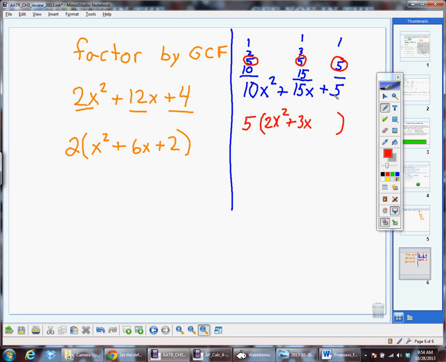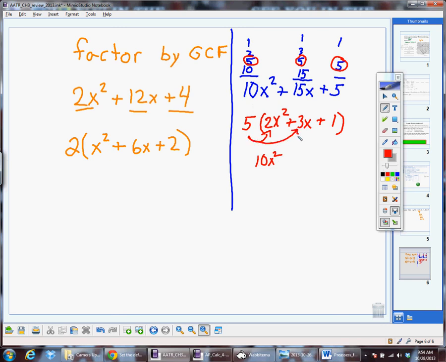And now here's a tricky one. This one's often forgotten. If I pull out a 5 from 5, there's nothing left. So people like to leave it empty. Well, you can't leave it empty. You have to hold its place with a 1. The reason for that is if you did the distributive property, you should get your result at the beginning. 5 times 2 is 10x squared.